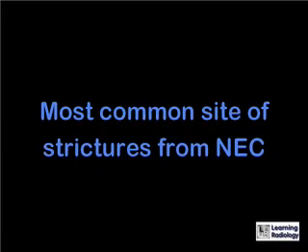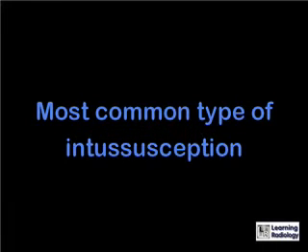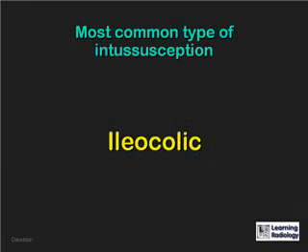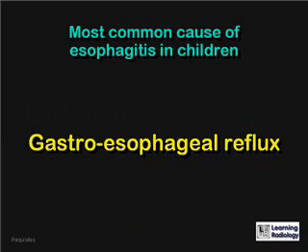What is the most common site of a stricture from necrotizing enterocolitis? The splenic flexure of the colon. What is the most common type of intussusception? An ileocolic intussusception. What is the most common cause of esophagitis in children? Gastroesophageal reflux.